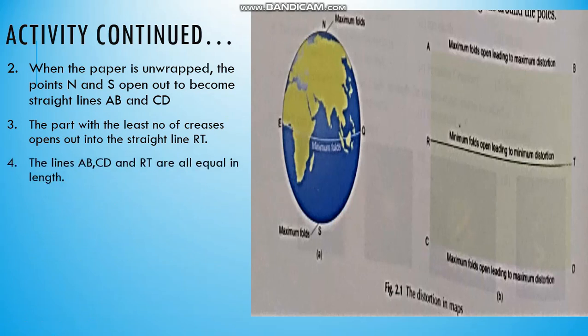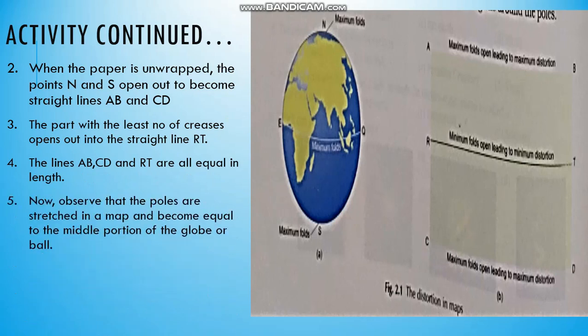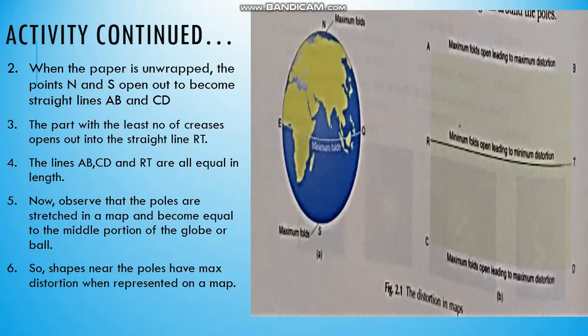Next, the lines AB, CD and RT are all equal in length. Now observe that poles are stretched in a map and become equal to the middle portion of the globe or ball. So you can imagine that these three lines are equal. So what does it mean? It means that the maximum distortion is at poles.